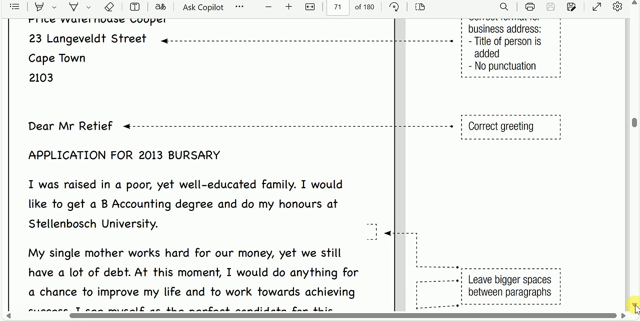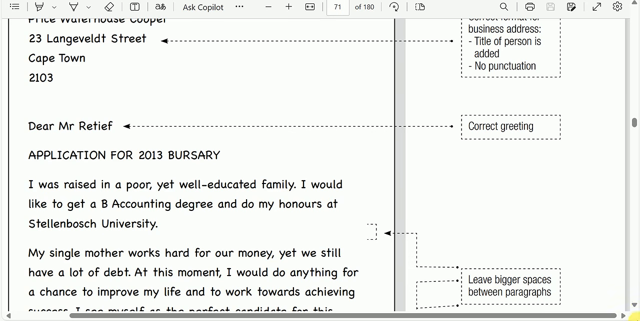Right. Now, here's our letter. I was raised in a poor, yet well-educated family. I would like to get an accounting degree and do my honors at Stellenbosch University. Maybe you can also include the year so that it sounds more concrete. Maybe you say for the academic year 2024. So from the introduction, I can see what it is that you envisage to study next year, at which university. So already I can see the career path that you are looking for.